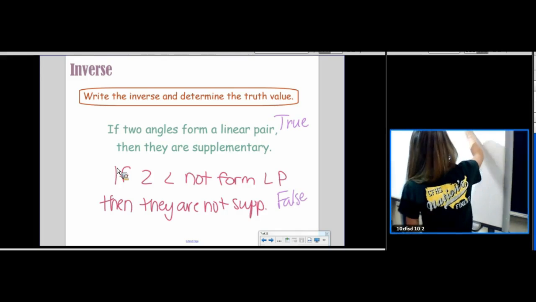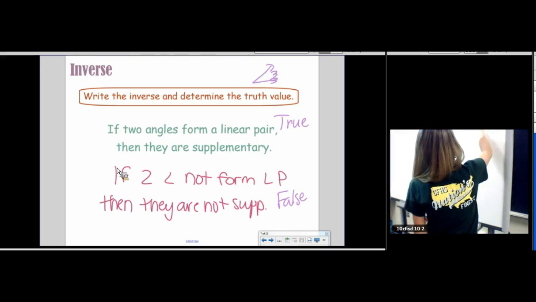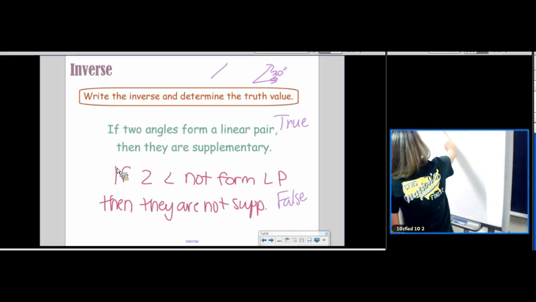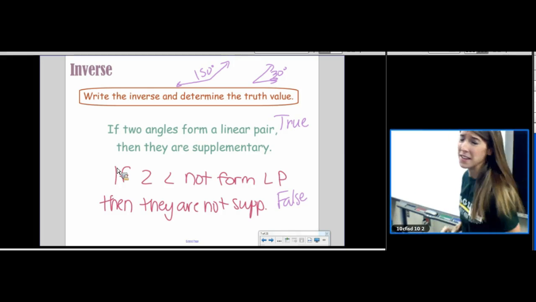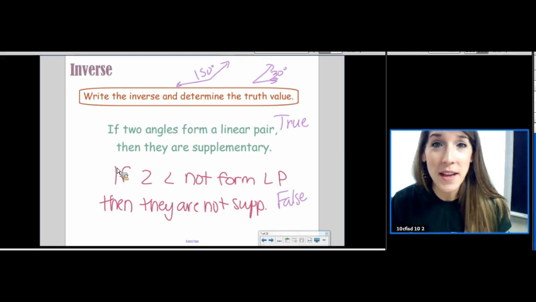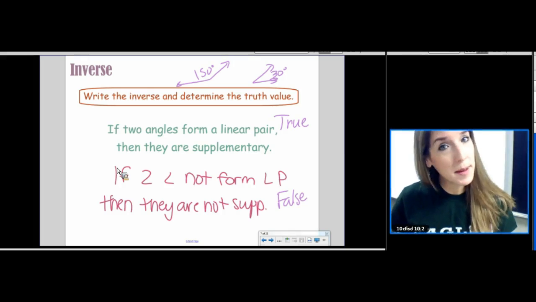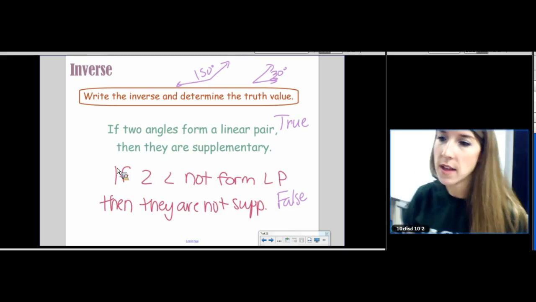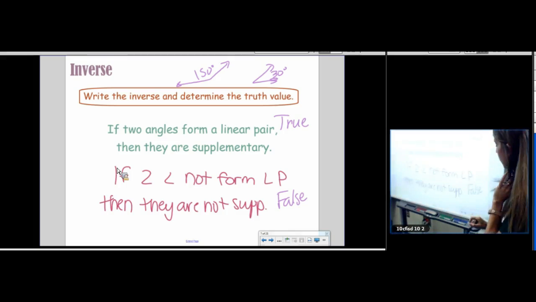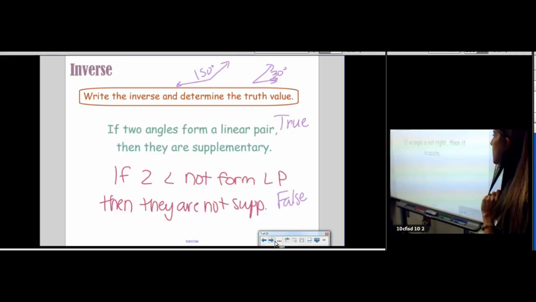Because I can draw two angles that are supplementary. Look at those two. They are supplementary, but they do not form a linear pair. Linear pair means they're adjacent to each other. Okay? So that's why the original is true and the inverse is false. Next one.